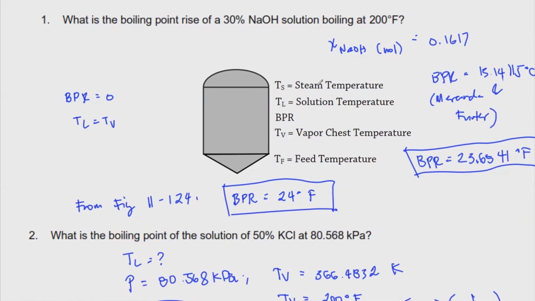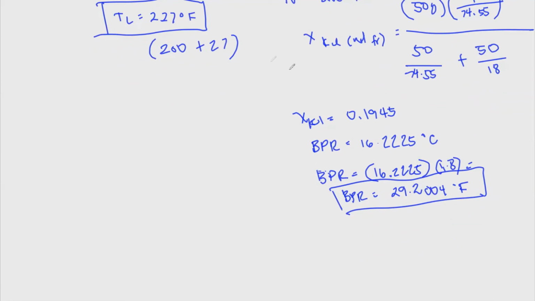By the way, I also told you about this Q, which is equal to UA delta T, wherein delta T is equal to TS minus TV before, because this is for the first effect without any boiling point rise. But if there's a boiling point rise, as you can see here, that's the vapor chest temperature, but the solution temperature is the larger one, so this will be replaced with TL, or simply the temperature of the vapor plus the BPR. Anyway, we'll be solving for that, so let's head on to such a problem.